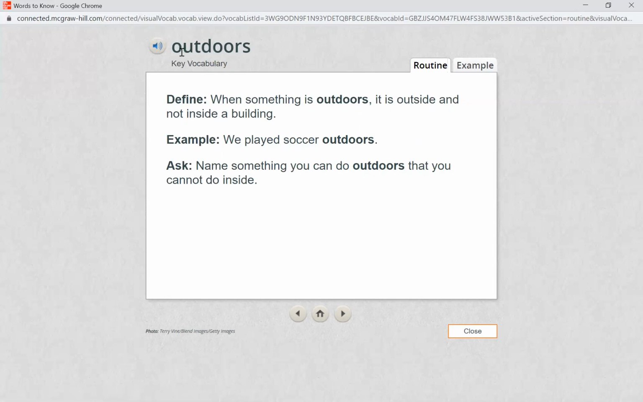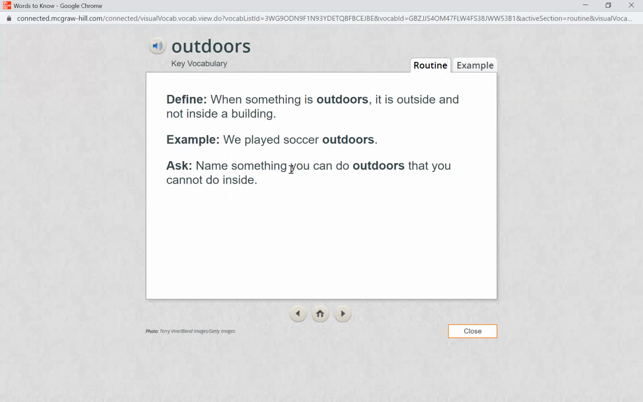This word, there's actually two words put together. Do you know what type of word that is called? Oh yeah, it's a compound word. When we have two words put together, that makes a new meaning. This word is outdoors. Let's listen. Outdoors. When something is outdoors, it is outside and not inside a building. We played soccer outdoors. Name something you can do outdoors that you cannot do inside.